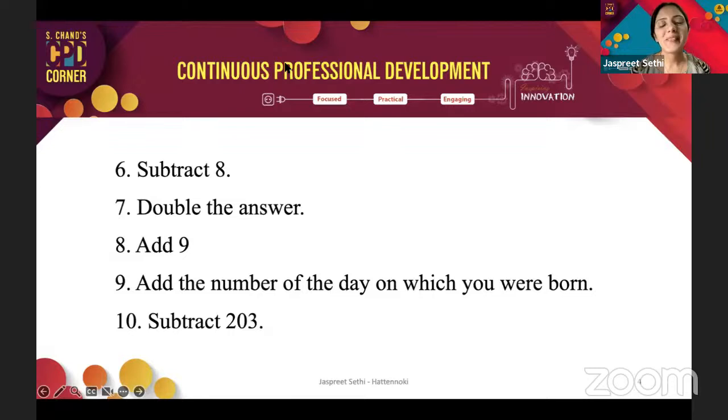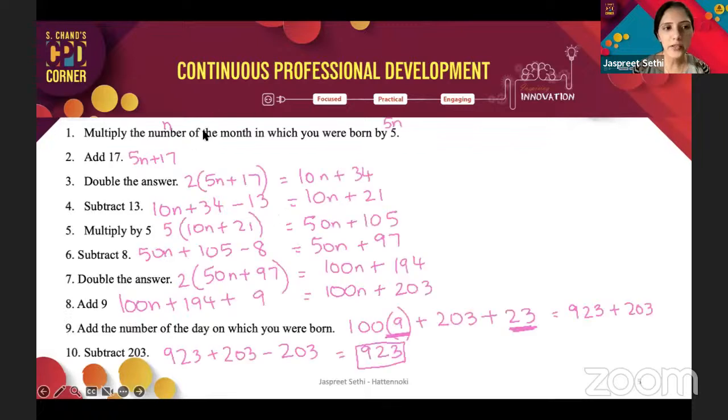First is the month followed by the date. Perfect. So of course, there's no magic here. It's basic algebra. What did I do? What's the maths? I took the number of months that I was born in and I multiplied that with 5. And then I added 17.